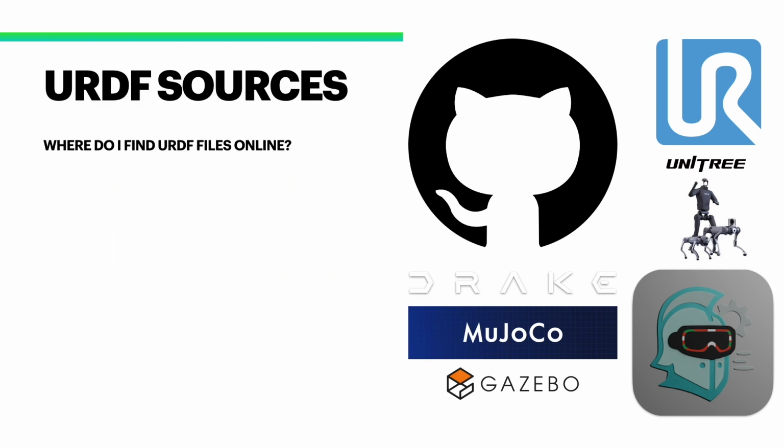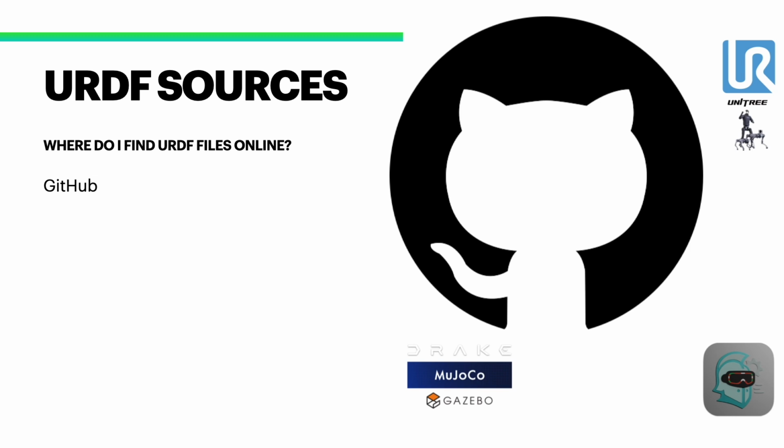Suppose you want to start by simulating a robot that already exists rather than starting from scratch. Where should you look to find these URDF files? To start, GitHub is your friend for this, or any robotics project, as there is a wide-ranging community of experts willing to share their models there.